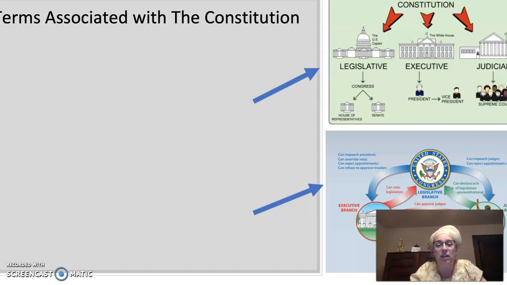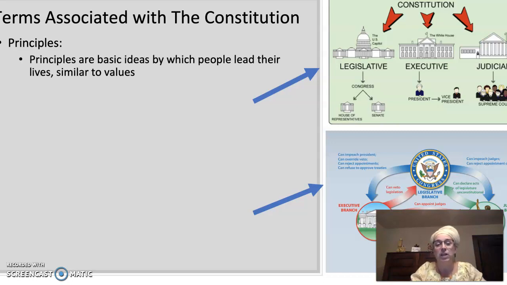So the first thing I would like you guys to do is take out your pen and paper or whatever you would like to use to take notes. We'd like to go through a couple of terms that are associated with the Constitution. The first one is called principles. Principles are not unlike values, which we talked about in the past. Principles are basic ideas by which people lead their lives, similar to values. So principles are very important when it comes to setting a foundation or a belief system like the Constitution.